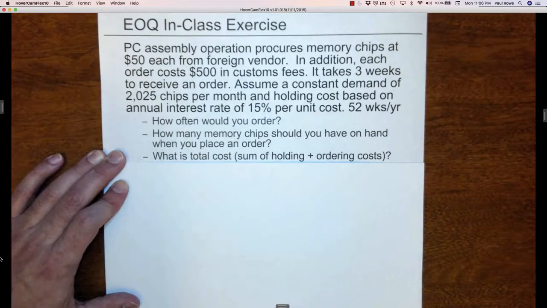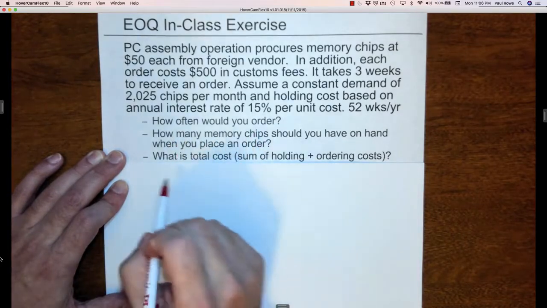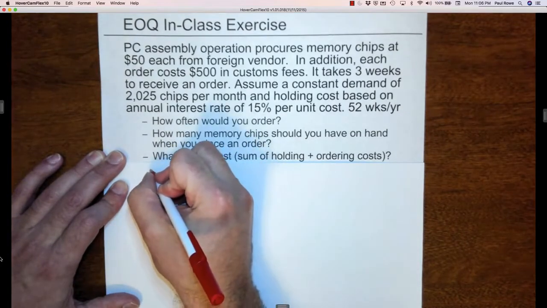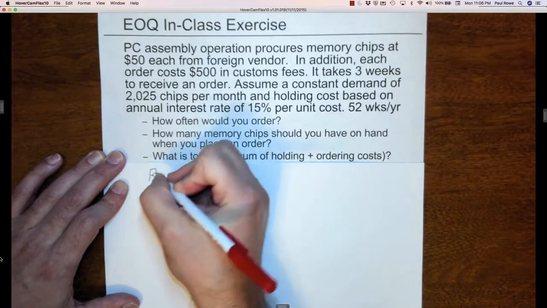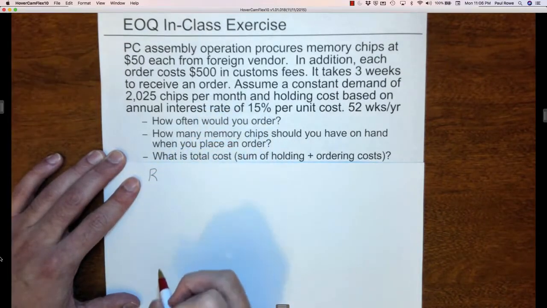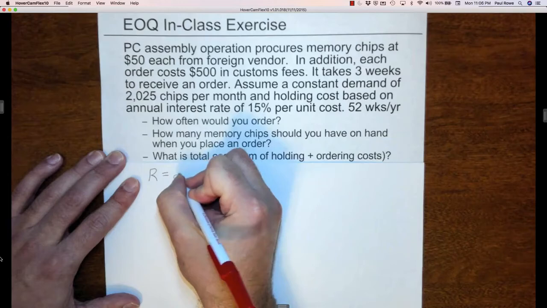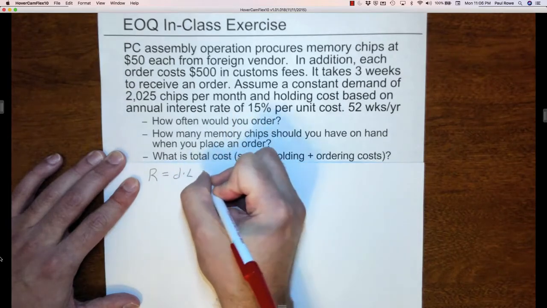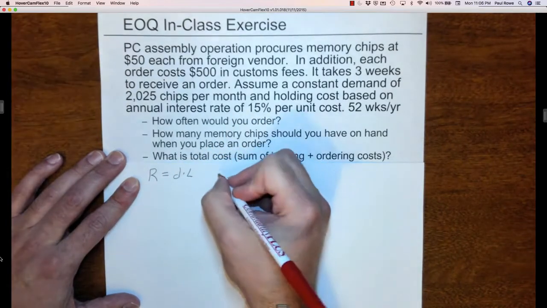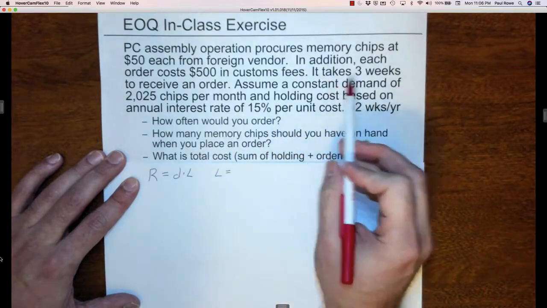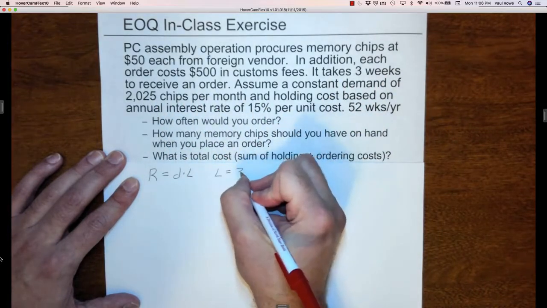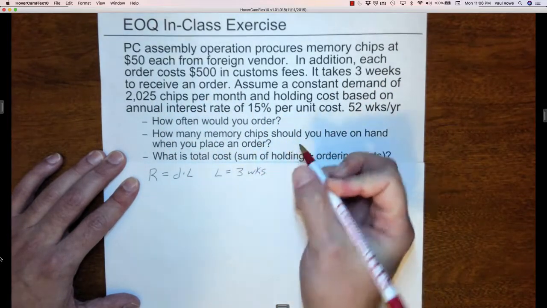So, what is that asking for? How many memory chips do we have on hand when we place an order? So, when do we place an order? We place an order when we hit our reorder point. Our reorder point formula is D times L. Do we know L? Yes. It takes 3 weeks to receive an order, so 3 weeks is our lead time.